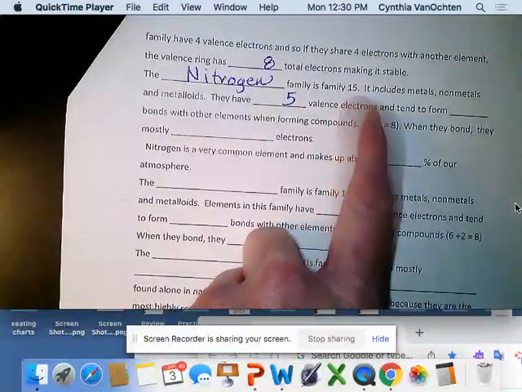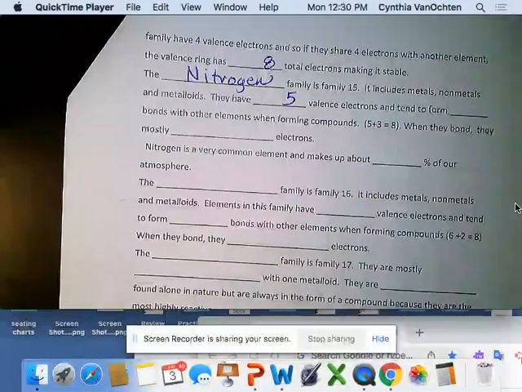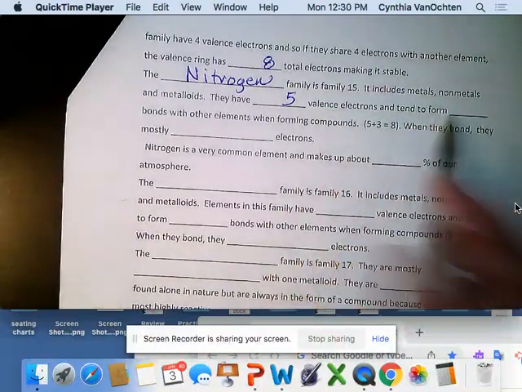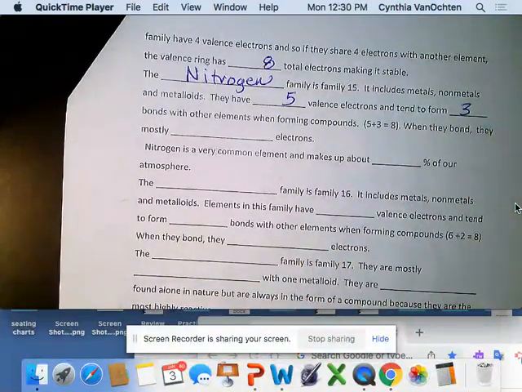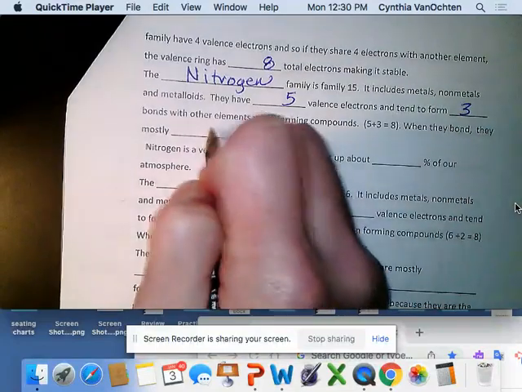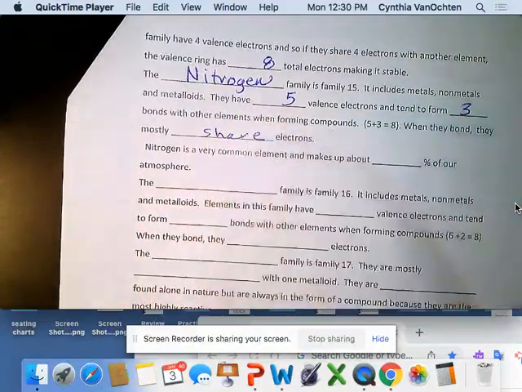We're in family 15. How many bonds would they form? If they have 5 and they want 8, how many bonds, guys? 3. So they tend to form 3 bonds with other elements. When they bond, they mostly share electrons.